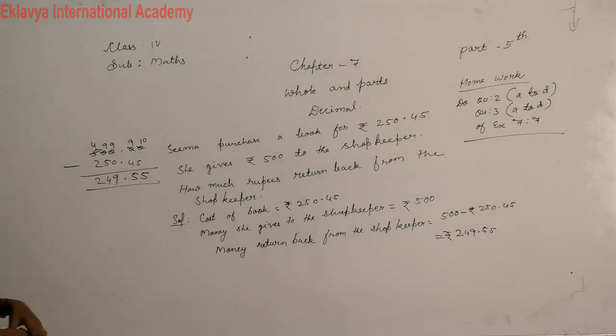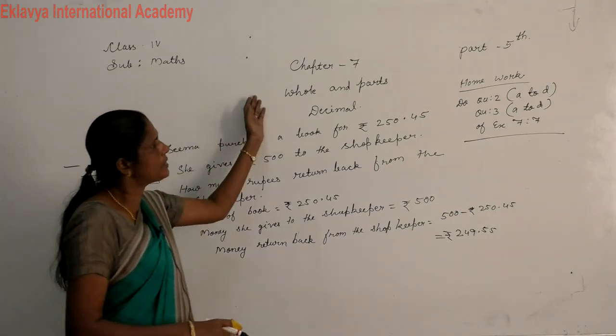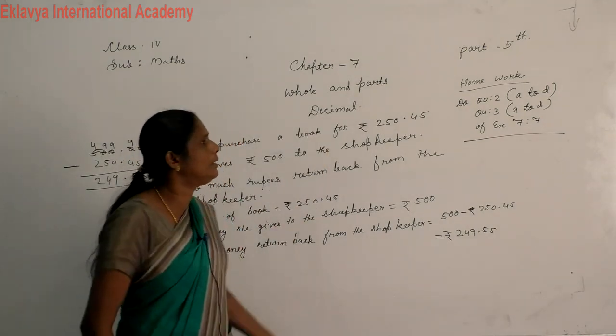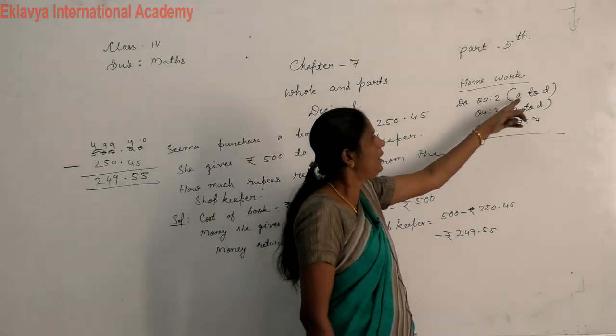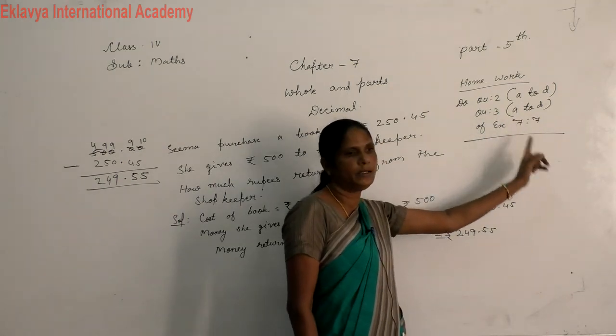Understand? This is the subtraction of decimals. Now here the chapter ends. You do question 2 A to D and question 3 A to D of exercise 7.7.